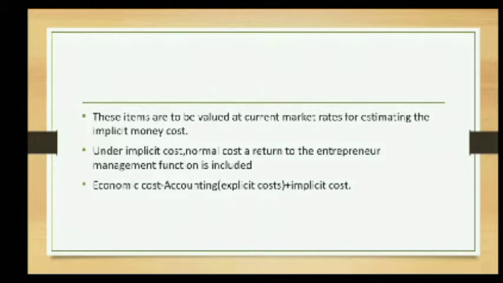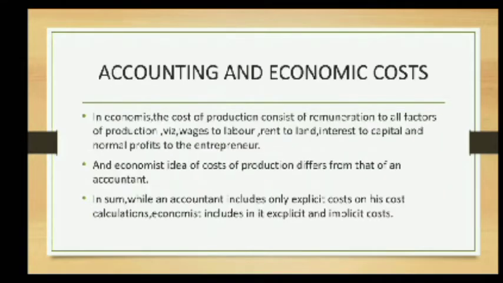Under implicit money cost, the normal returns to an entrepreneur's management function are included. Economic cost is equal to accounting or explicit cost plus implicit cost. Accounting and economic cost. In economics, the cost of production consists of remuneration to all factors of production, viz., wages to labor, rent to land, interest to capital, and normal profits to the entrepreneur.